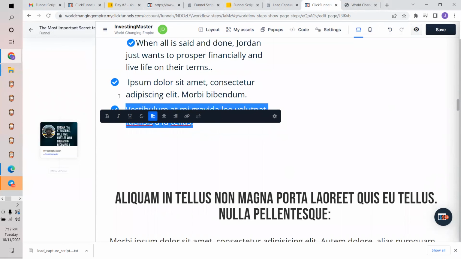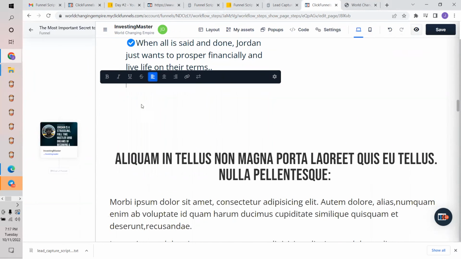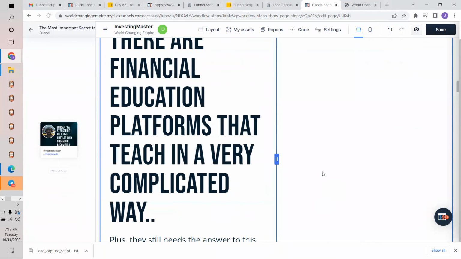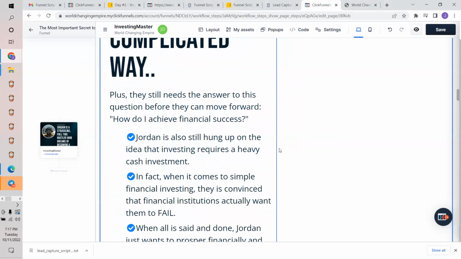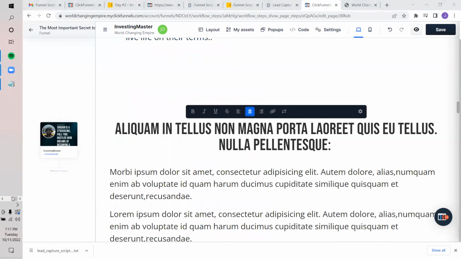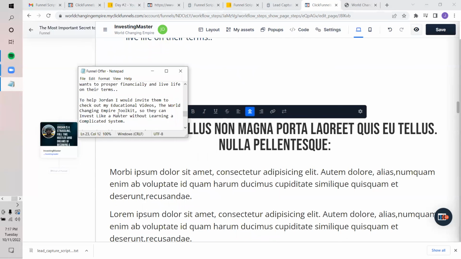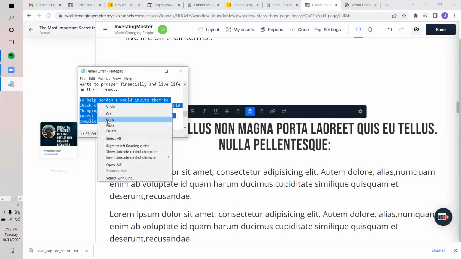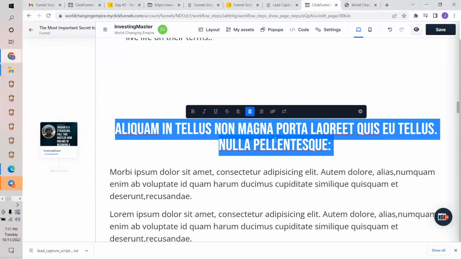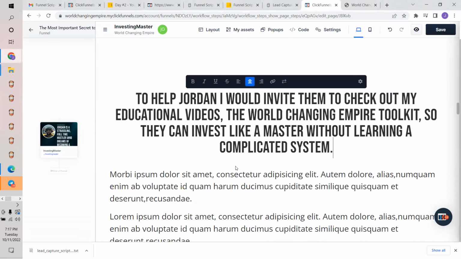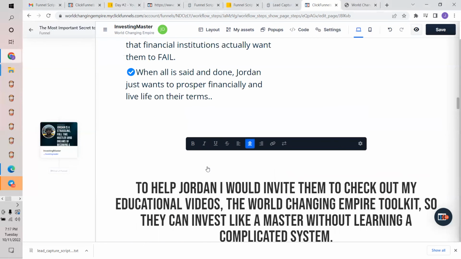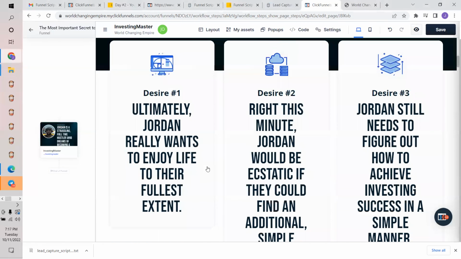So I can actually do this. Get all that away. Beautiful. To help Jordan, I would invite them to check out my educational videos, the world-changing empire toolkit, so that they can invest like a master without learning a complicated system. This is how we're doing the page, by the way.